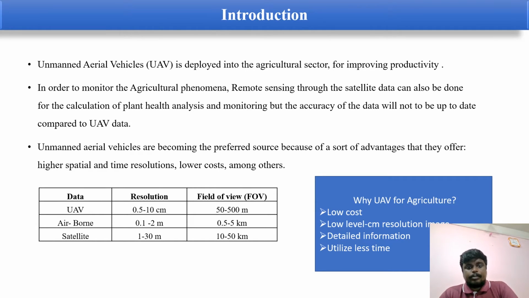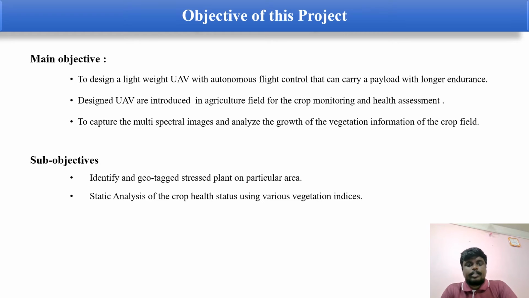Unmanned aerial vehicles are becoming the preferred source because of the advantages they offer: higher spatial and time resolution, and lower cost, among others. Why UAV for agriculture? Low cost, centimeter resolution, detailed information, utilization, less time. The main objective is that if we get more endurance from the UAV, we can cover more area of the agriculture field and find out the vegetation of the crop. We can save more time.